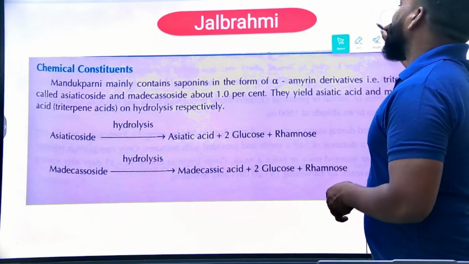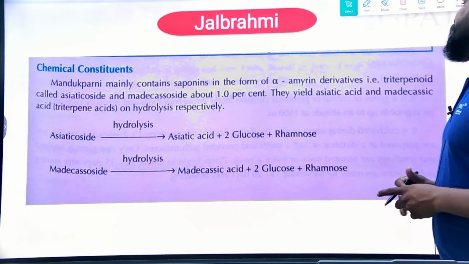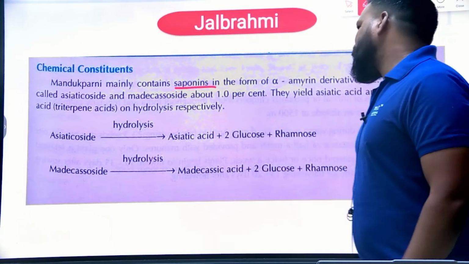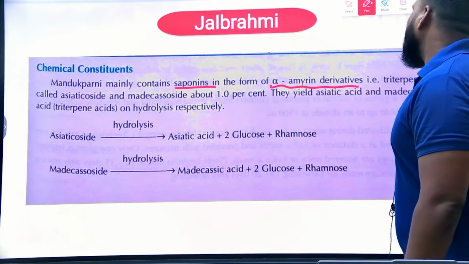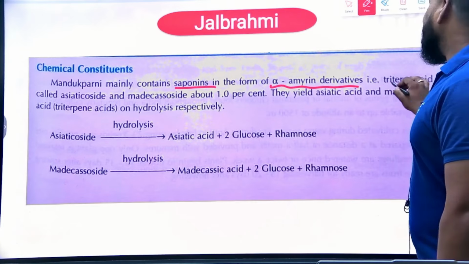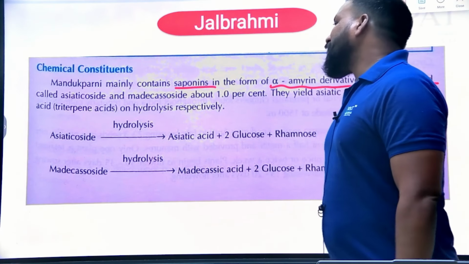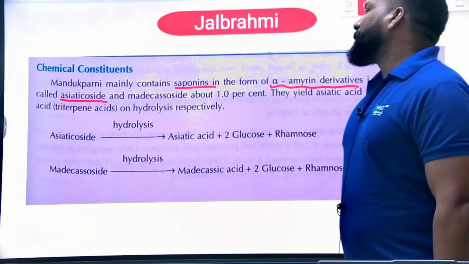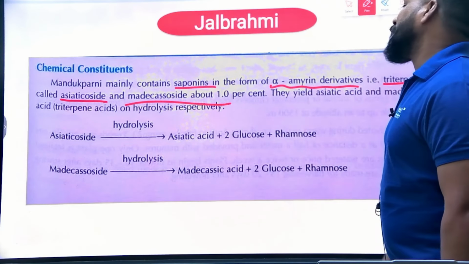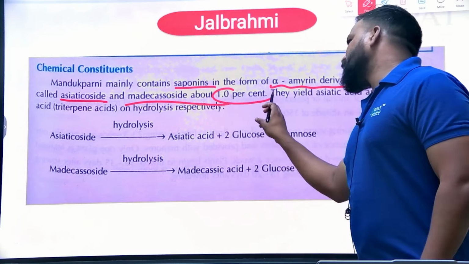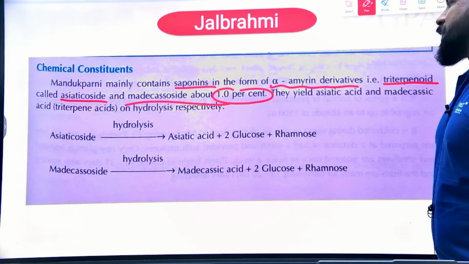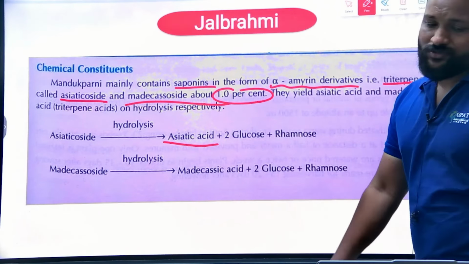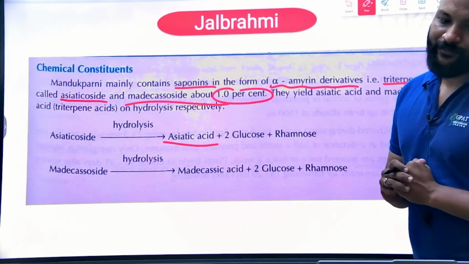It is obtained from Centella asiatica. It mainly contains glycosides in the form of alpha-amyrin derivatives, and contains triterpenoidal glycosides called asiaticoside and madecassoside, about 1.0%. Clear? So asiaticoside upon hydrolysis gives asiatic acid, 2 glucose and 1 rhamnose.